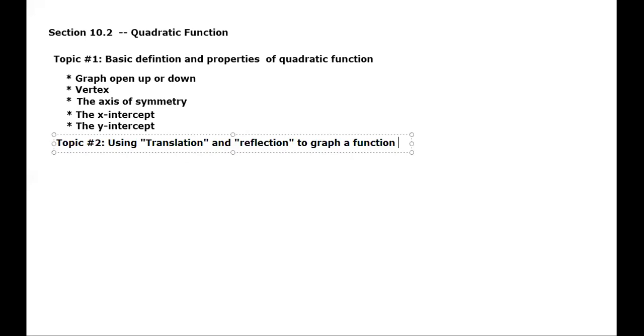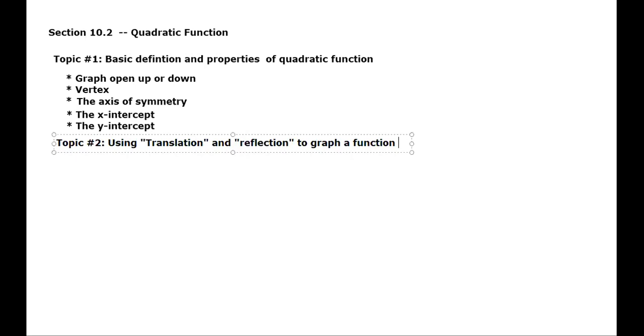So today in this lecture video, we're going to talk about section 10.2. So we're going to focus on the quadratic functions for these sections here. In these quadratic functions, we have two topics we want to cover. The first one is, we're going to take a look in general at what quadratic functions are, the basic definitions, and a few properties about the quadratic function.